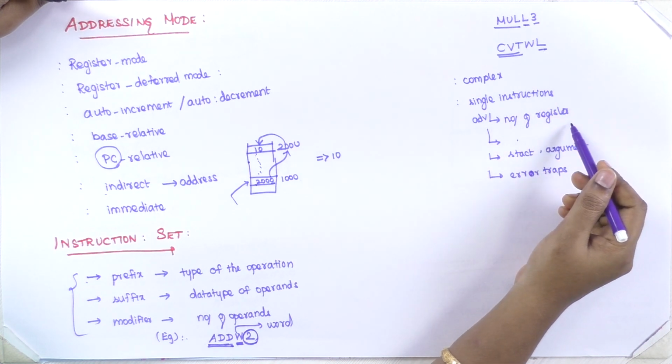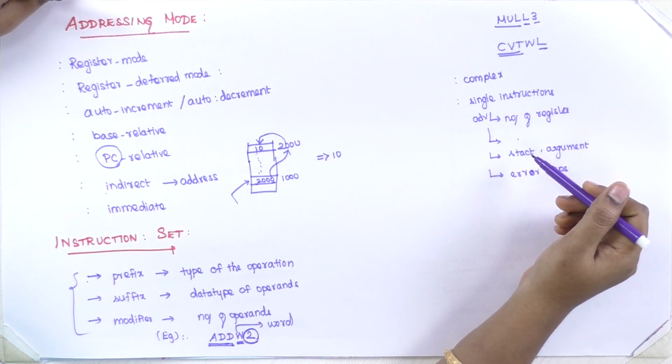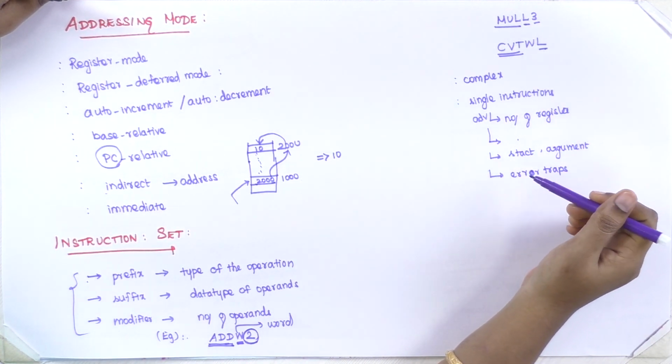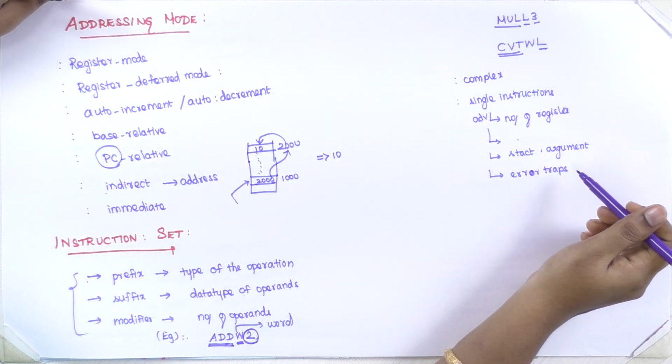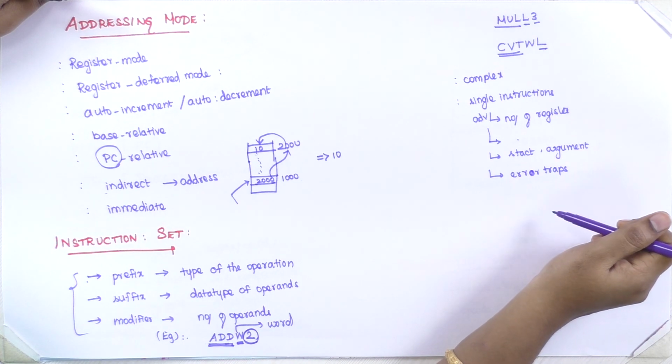That is, the number of registers could be saved. Then we can maintain the stack and argument pointer, and we can also catch the errors occurring during the arithmetic operations.